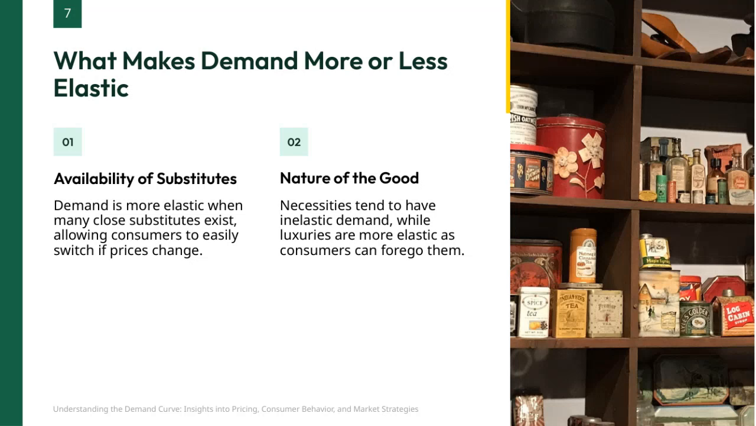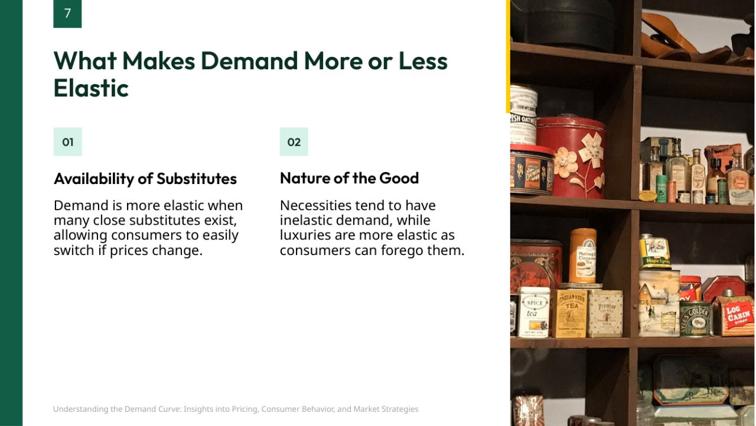When we talk about what makes demand more or less elastic, there are two key factors to consider. First, the availability of substitutes plays a major role. If there are many close substitutes for a product, demand tends to be more elastic because consumers can easily switch to alternatives if the price goes up. For example, if the price of one brand of coffee increases, people might just buy a different brand instead.